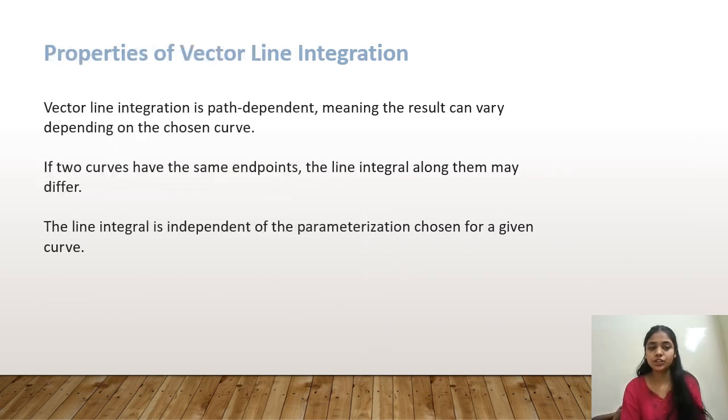Next, shall we go through the properties of vector line integration. Vector line integration is path dependent, meaning the result can vary depending on the chosen curve. It depends on which curve we have chosen. Next, if two curves have the same endpoints, the line integral along them may differ. The line integral is also dependent on the parameterization chosen for a given curve.